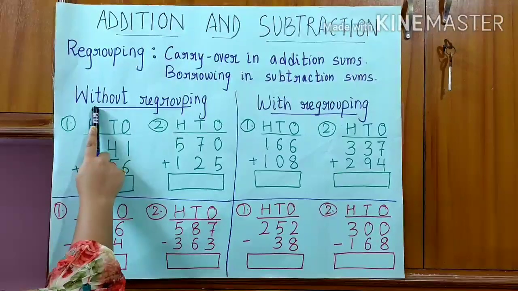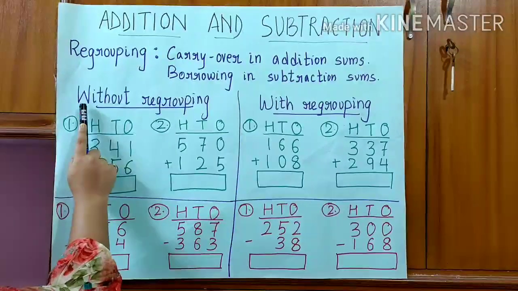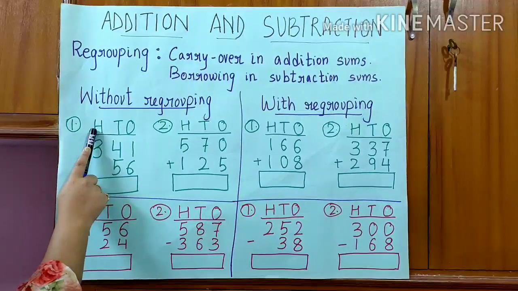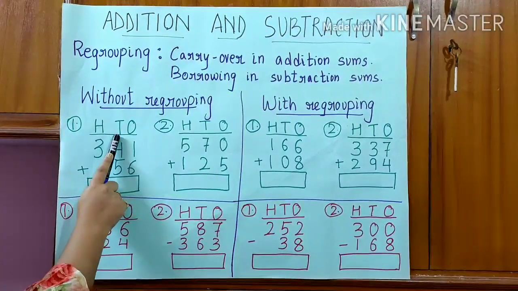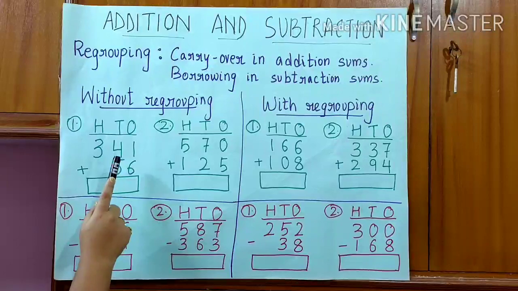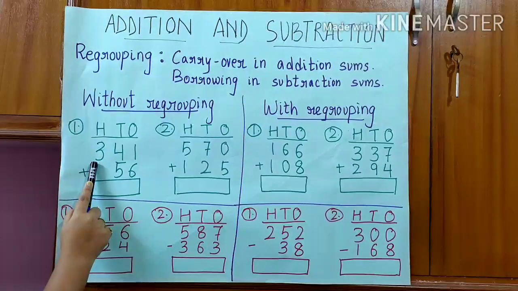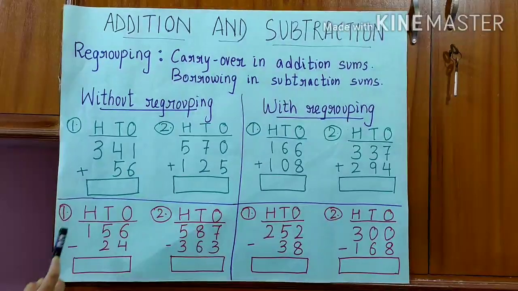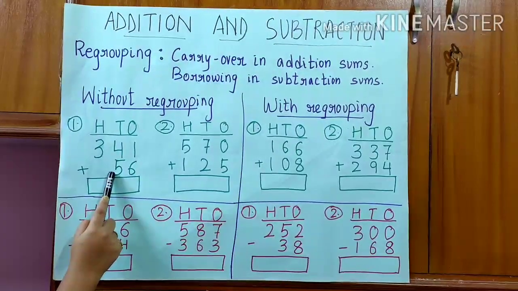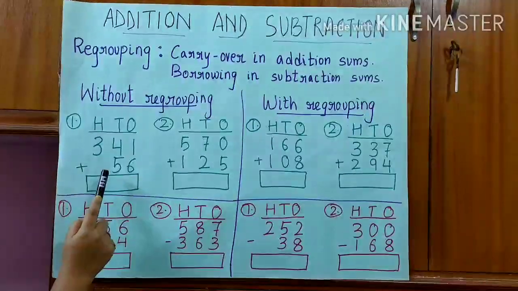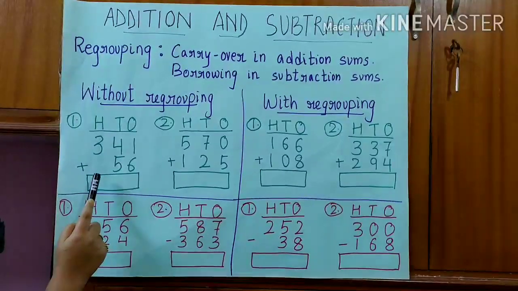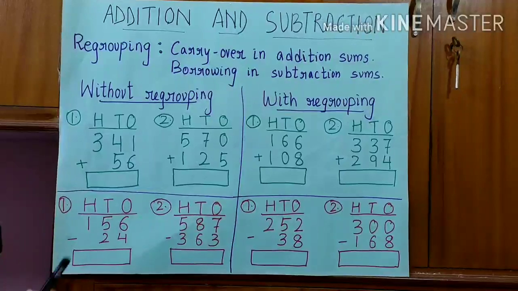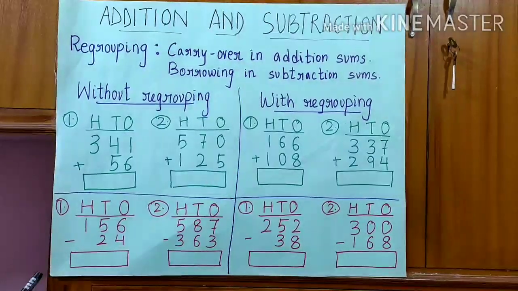So first we'll just begin with addition without regrouping. Okay, let's see the first sum. What do we have children over here? It is saying that Jocelyn sold 341 chocolates on Sunday, right? She sold 56 chocolates on Monday. So how many chocolates did she sell on the 2 days altogether? Altogether means it will be plus. Okay. So what are we going to do here?